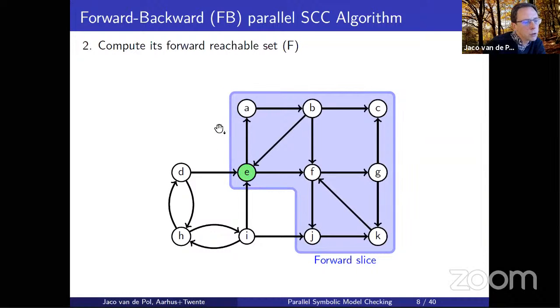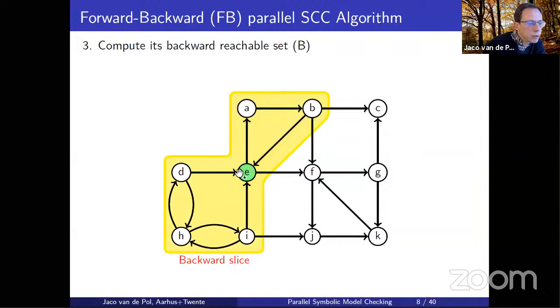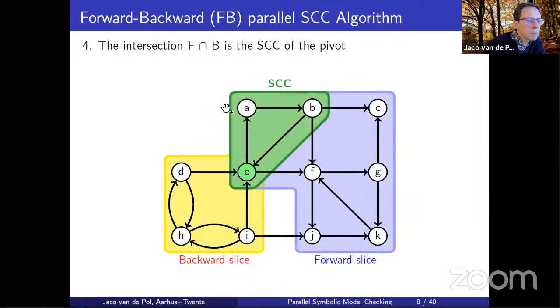Now in step 3, we compute the backward slice. So now we go backward over the arrows and mark everything that we can find backward yellow. So now we have computed the backward slice, which is this yellow part. And then in the final step, in step 4, we take the intersection of the forward slice, that's all the states that are reachable from this pivot state E, and the backward slice, that's all the states that can reach E. And of course, their intersection forms the SCC of E. So that's a nice thing. We have found the SCC that E belongs to.